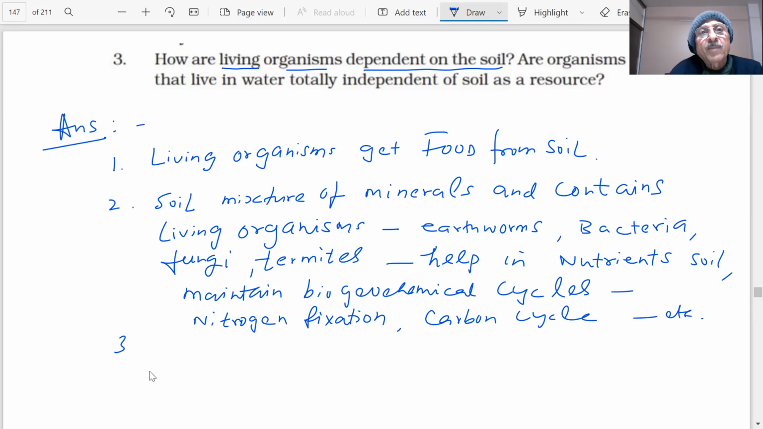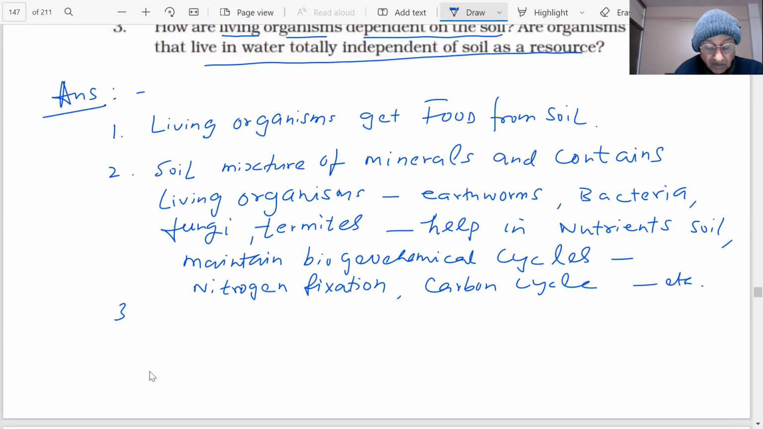And are organisms that live in water totally dependent on soil as a resource? What is your answer, student? No, sir. Are organisms that live in water totally independent of soil as a resource?